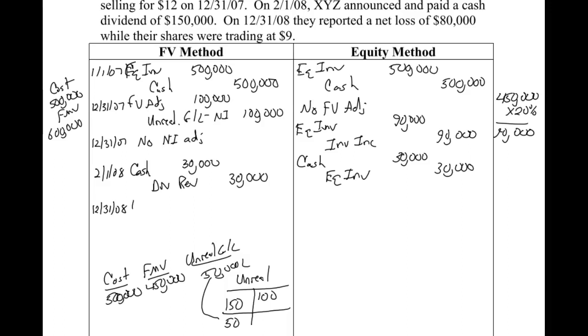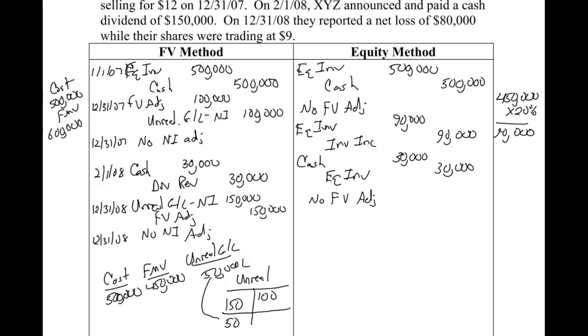All right, so let's get that in there. We have the unrealized gain or loss dash net income for 150,000. And then our credit, remember, is just the fair value adjustment account for 150,000. Remember, there's no fair market value adjustment over here. There is, however, the adjustment for income. In this case, it's a loss. So I'll put no net income adjustment here, and then we'll come over here.